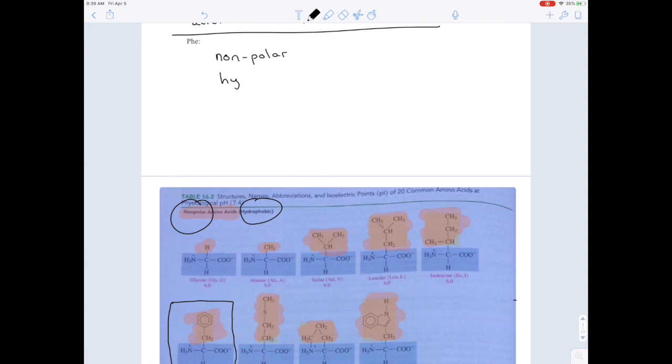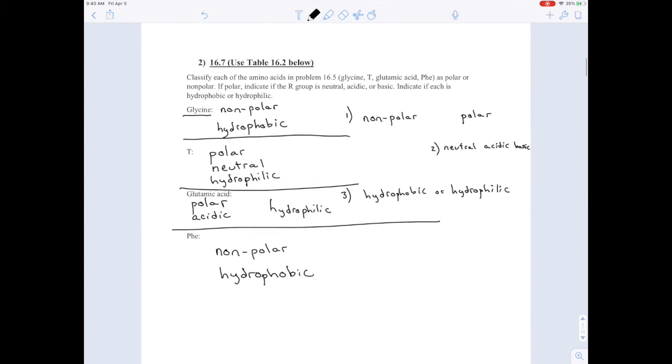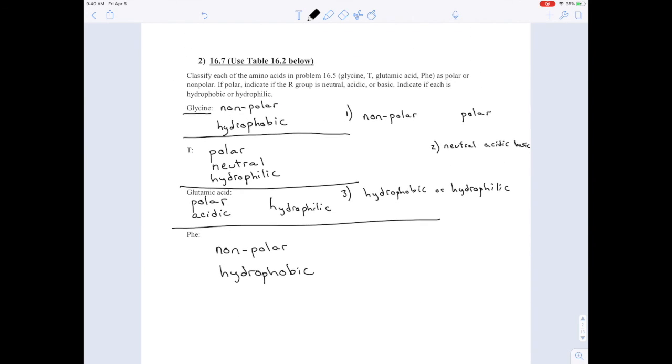It is hydrophobic. It's nonpolar, it's not like water, it won't mix with it, and so it'll be afraid of it, hydrophobic. So that is classifying those amino acids.